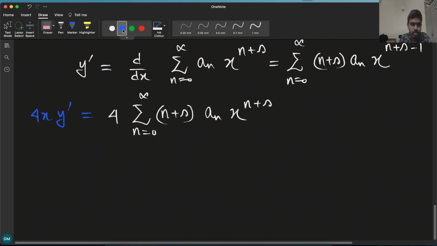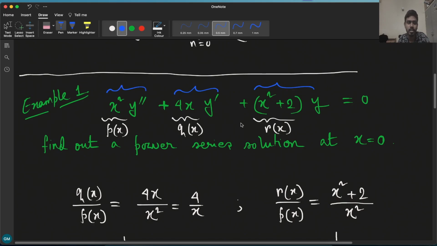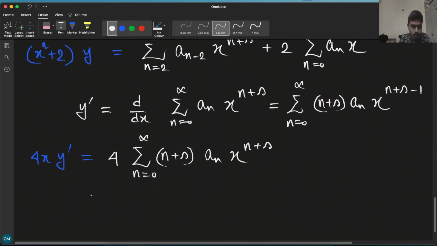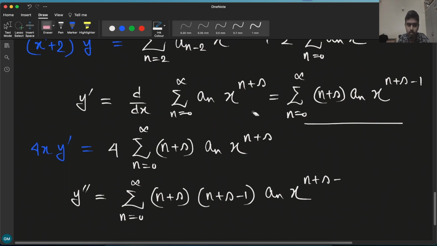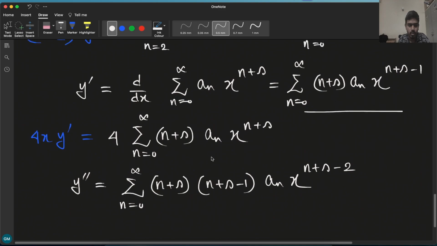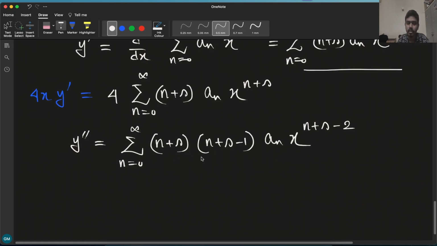Now let's look at the first term, which is x square y double dash. For that we need to calculate y double dash first. Let's calculate y double dash, which is d/dx of this term. So that is the sum over n equals 0 to infinity of (n plus s) times (n plus s minus 1) a_n x to the power n plus s minus 2. This series will also start from n equals 0 because of this s.